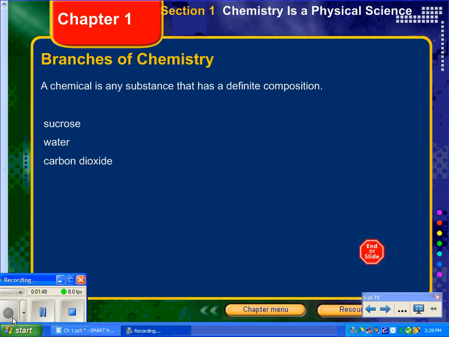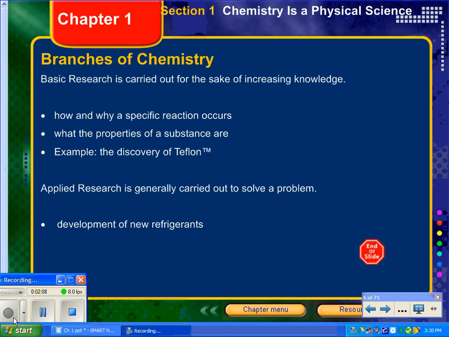Chemical substances have definite composition. So the definite composition is generally shown to us in a chemical formula. So sucrose, which is table sugar, the formula for it is C6H12O22. Water is H2O, carbon dioxide, CO2. So if you can give it a chemical formula, then it is considered a chemical substance.